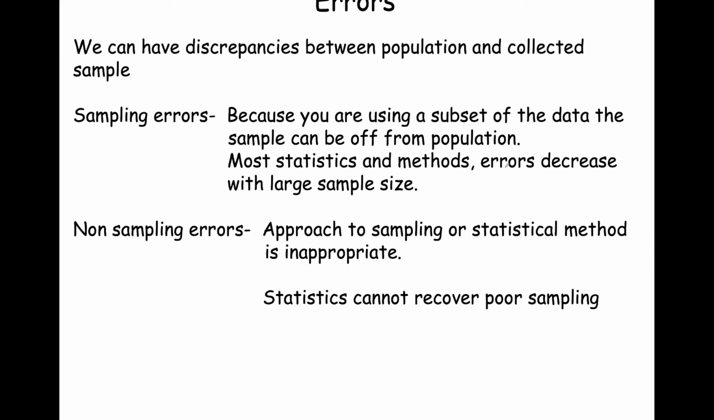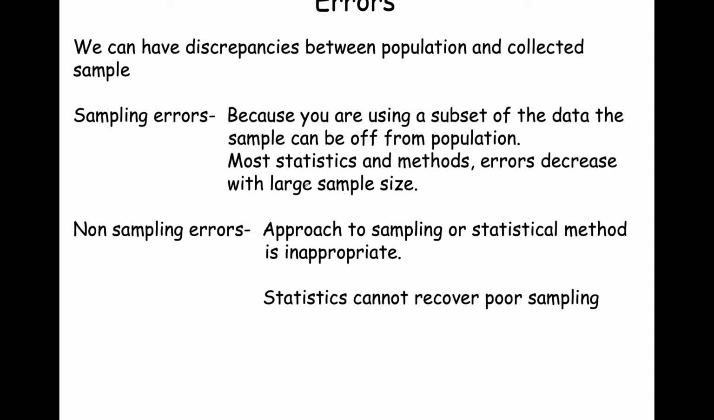Now, we said if you sample the right way, well, what happens if you don't sample the right way? This introduces discrepancies between the population, this large unknown set of all possible entities, and the samples that you collect. Now, these errors can be two major flavors. One is a so-called sampling error. Now, with the sampling error, because you are employing a subset of the data, the sample can be off or diverge or be different from the larger population.